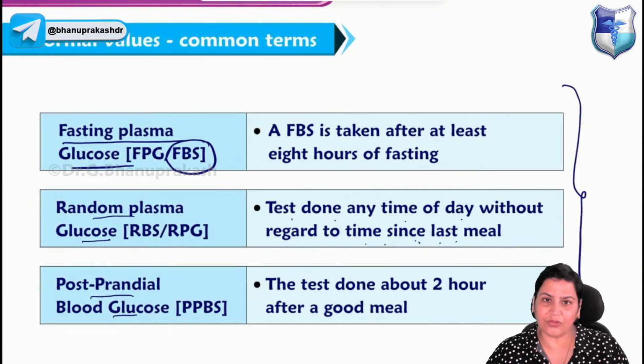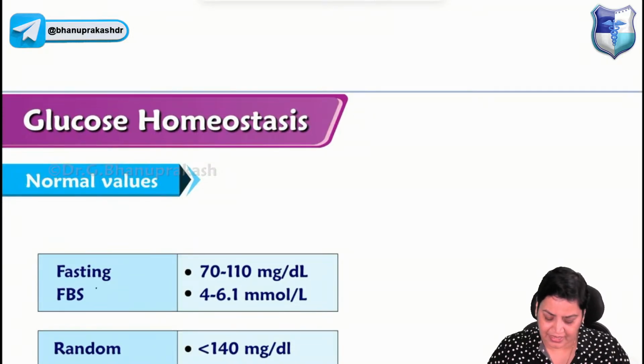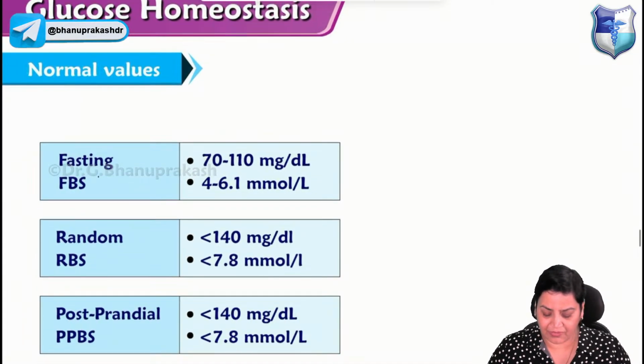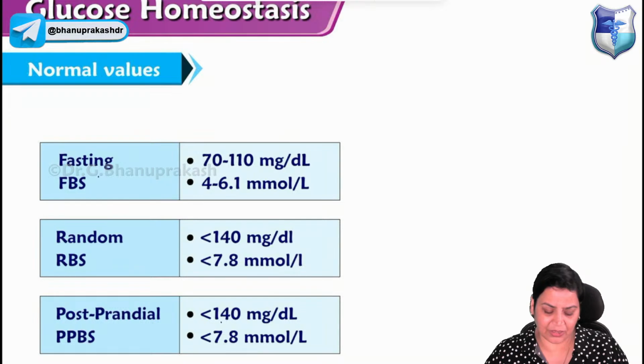Is it clear to all of you? And these are the normal values. Fasting is 70 to 110. Random should be less than 140, and postprandial should be 140 to 150 and all. So this is what the regulation of blood glucose is. I hope it is clear to all of you. Any problem related to that?